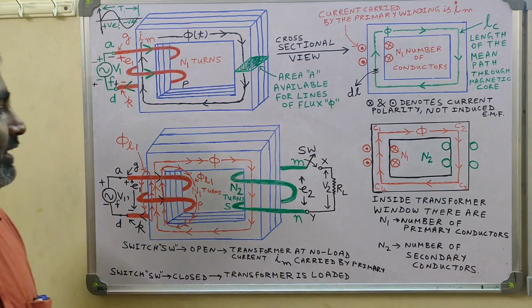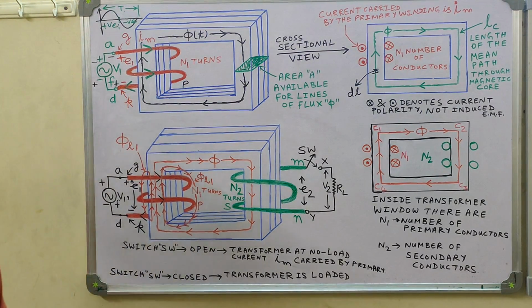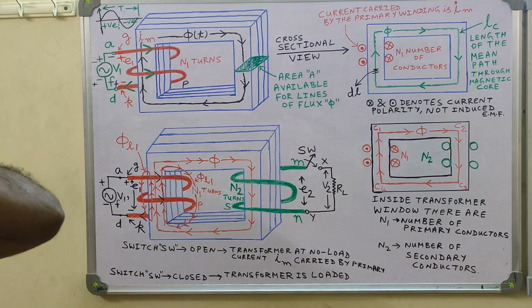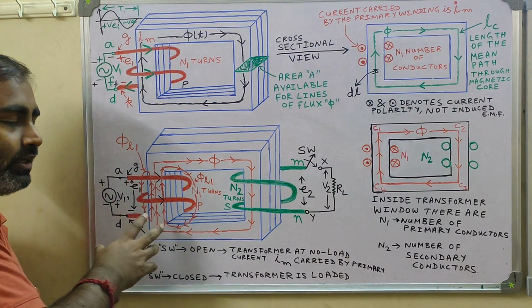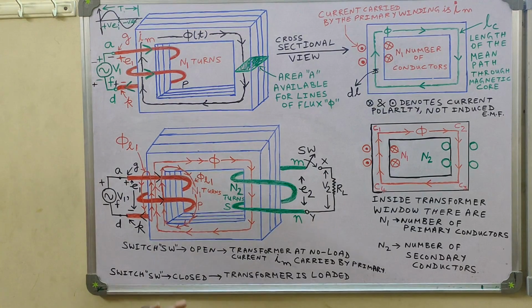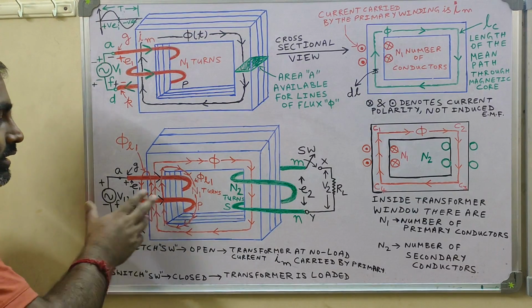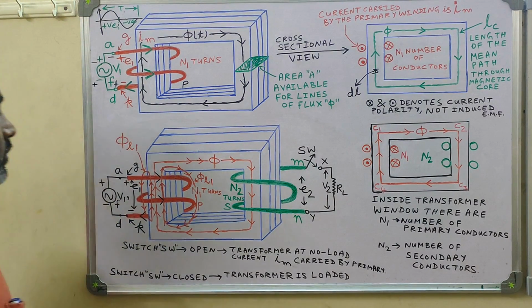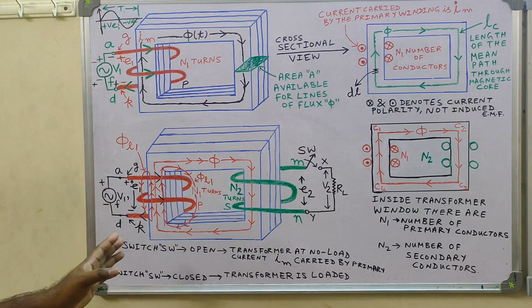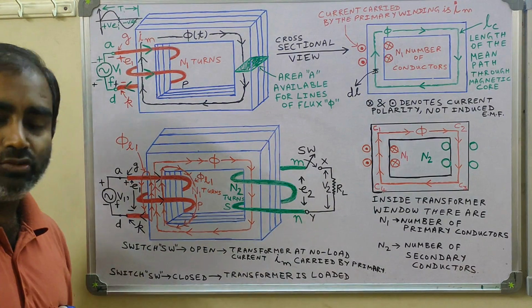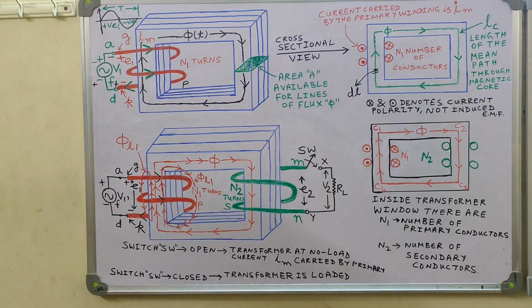Because you know that in a transformer there is a transfer of electrical energy. If you ignore all the losses in the transformer, then whatever input power is given to the primary winding, the same power should be available across the secondary winding. So the product of voltage and current on the primary winding and the product of voltage and current on the secondary winding should be equal. With that you can conclude that the low voltage winding will have a higher value of current, whereas the high voltage winding will have a lower value of current.